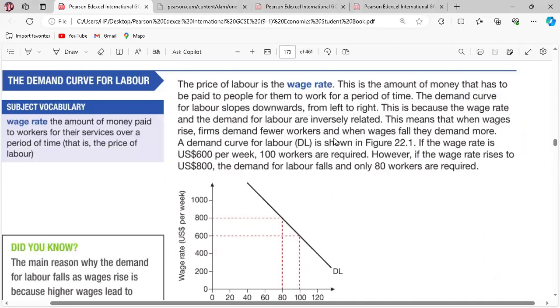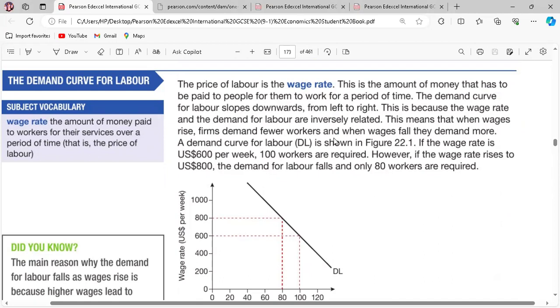The demand curve for labor. As I said, the price of labor is the wage rate. This is the amount of money that has to be paid to people for them to work for a period of time. The demand curve for labor slopes downwards from left to right. This is because the wage rate and the demand for labor are inversely related. This means that when wages rise, firms demand fewer workers, and when wages fall, they demand more. So the demand curve for labor is downward sloping.